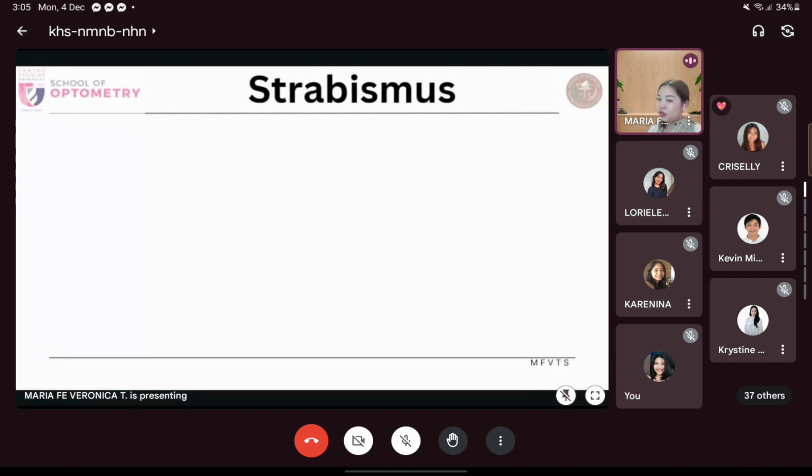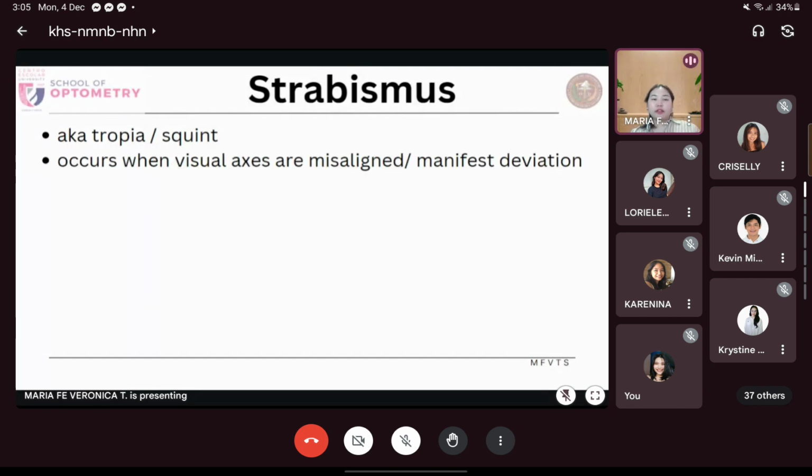Next, we have the strabismus or yung pinaka-common na binocular vision anomaly. So it's also called tropia or squint. Then it occurs when the visual axes are misaligned. So it's manifest. So kitang-kita mo talaga at the general observation pa lang na deviated na yung eyes ng patient. So it can be either unilateral, one eye lang yung deviated, bilateral, both eyes, or is it alternating?